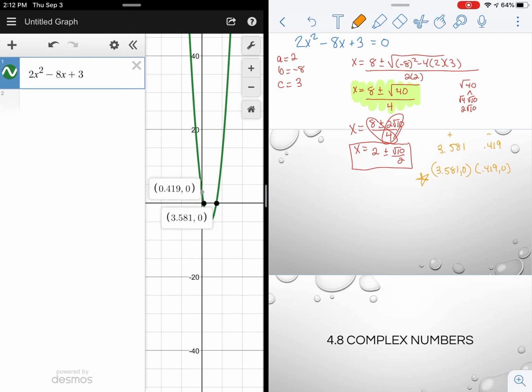And there they are. Okay, so that concludes our quick lesson here on the quadratic formula. Remember, just to recap, get your quadratic equation equal to 0, pull out your a, b, and c, and then substitute into the quadratic formula, which is x equals negative b plus or minus the square root of b squared minus 4ac, all divided by 2a.